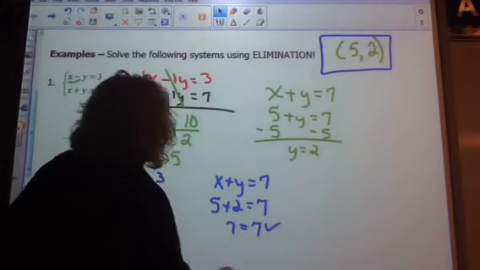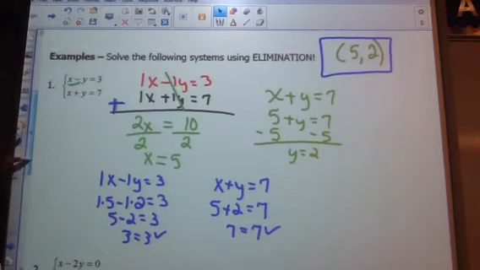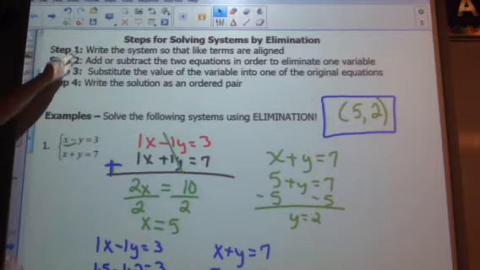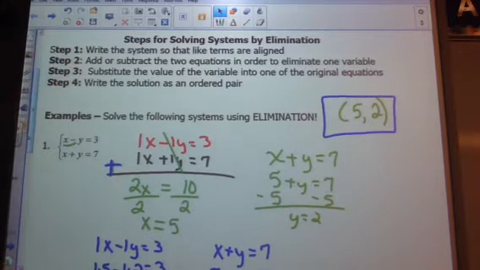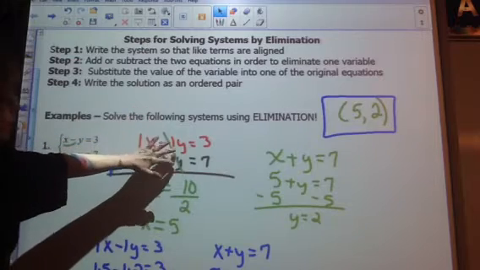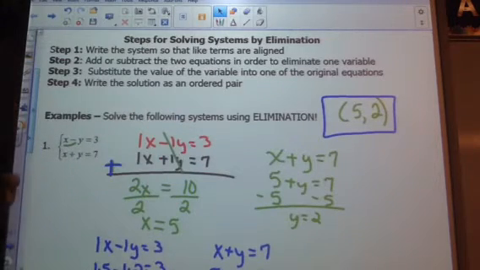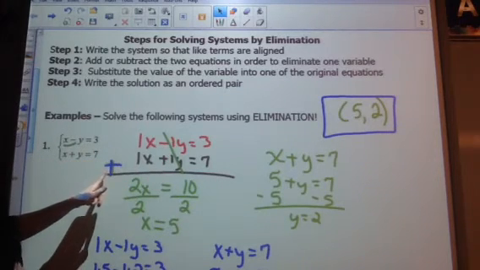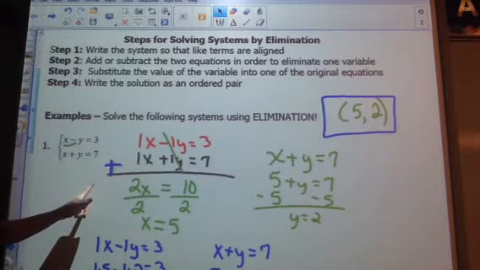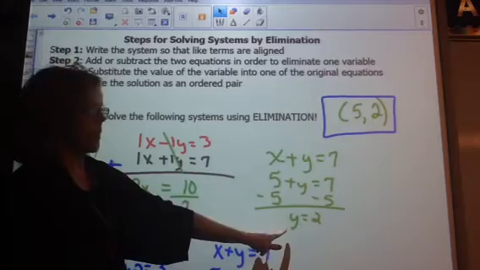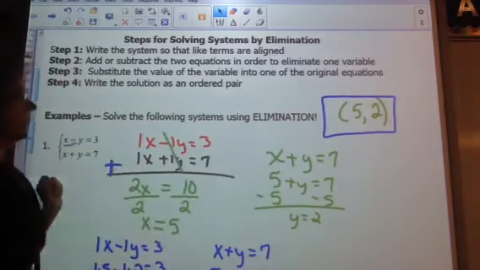Okay? So let's go back up and look at the steps. Sometimes y'all like to look at steps to help you. So here's what you do. Write the system so that the like terms are lined up. Okay? So you've got to make sure that your x's are lined up, your y's are lined up, and your constant is lined up. Alright? Add or subtract. So if you have opposites, and we'll talk about subtraction in a minute, what you can do is add them. Solve for that one variable, substitute into either equation to solve for the second variable, and then check your answer.